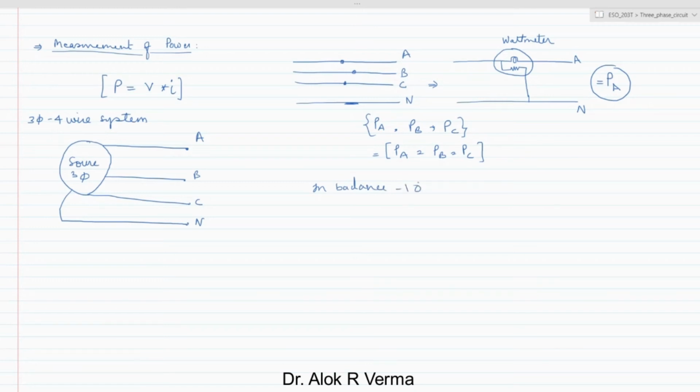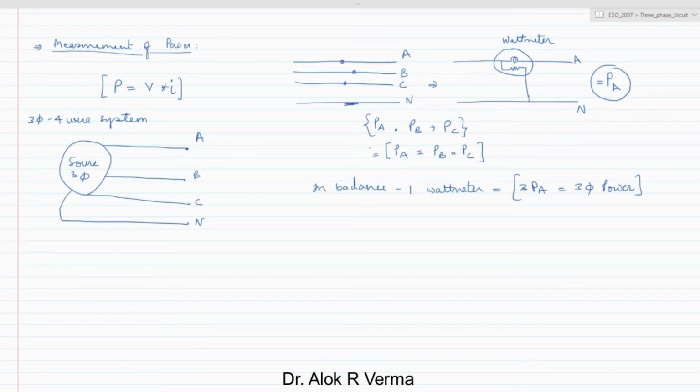one wattmeter reading can be multiplied by 3. One wattmeter is sufficient to measure the power, which is nothing but 3 PA. Okay, this is three phase power. This is very simple. So this is the one wattmeter connection when you have a neutral available with you. This is the only method where you need to have a neutral for a connection.